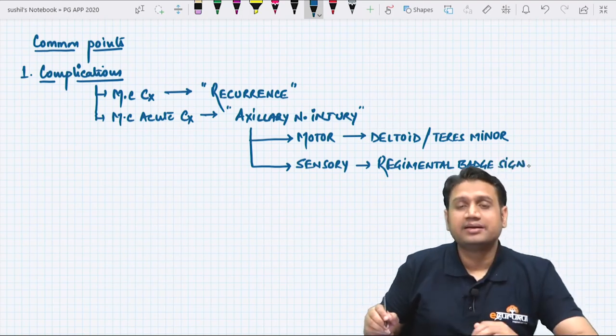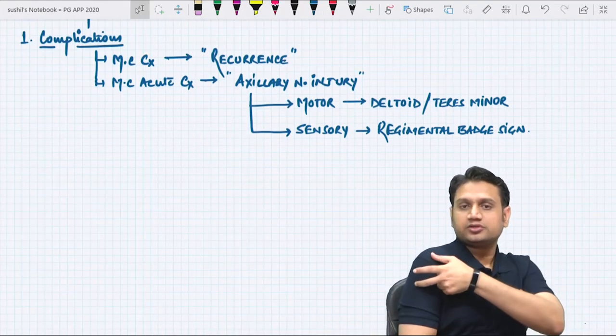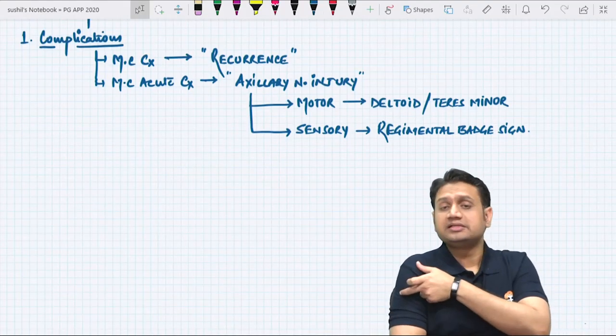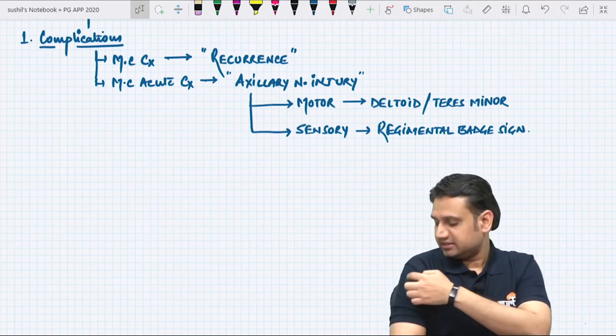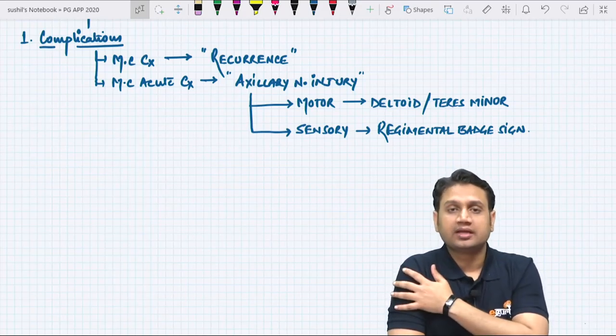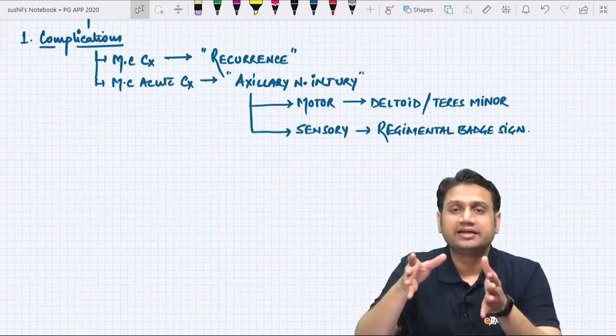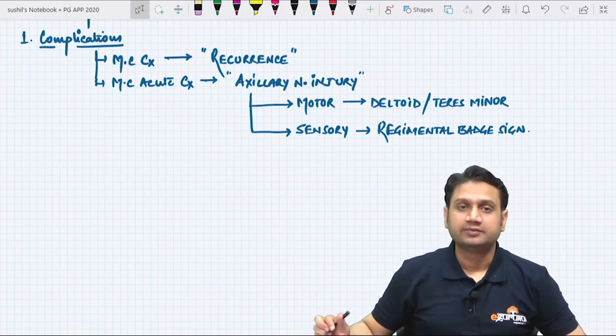What is that regimental badge sign? Regimental badge sign means the area here on the lateral aspect of my shoulder is supplied by the axillary nerve, right? When the axillary nerve is paralyzed, this area where the police or CRPF people wear a badge will show sensory loss, right? So the regimental badge sign will be seen in axillary nerve injury, and the motor part will be the deltoid and the teres minor, right?